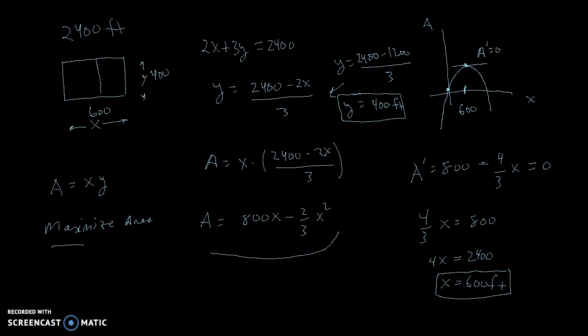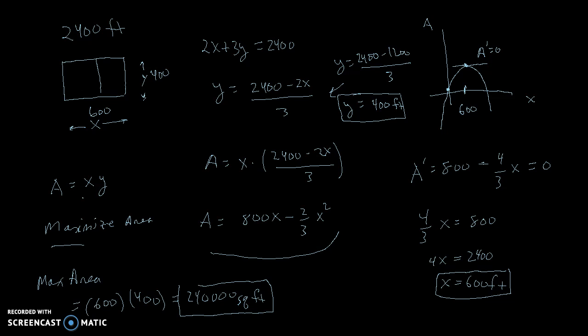Okay, and finally, we could also answer what is the maximum possible area. So the max area is equal to, we take the x that we just found, which is 600, and we multiply it by the y, which is 400. 6 times 4 is 24, and then we'll have 4 zeros. That number is 240,000, and that's feet times feet, so that's square feet, a unit of area. So that's the maximum area, and that solves the problem.